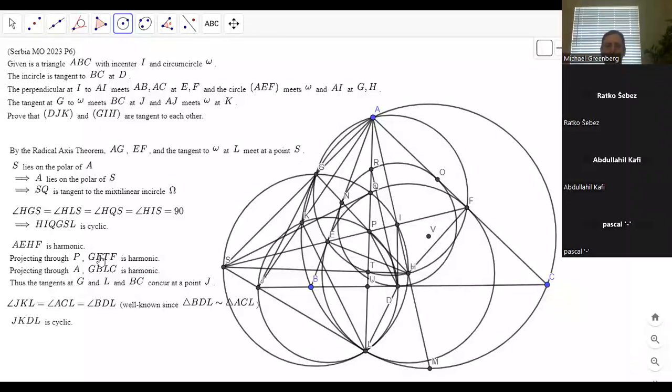And once we get that GETF is harmonic, we project that. So we're projecting GETF through A, not AEHF through A. So if you take GET and F, yeah.